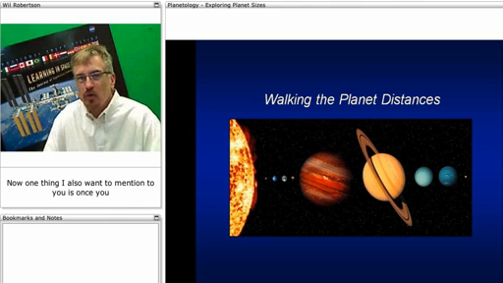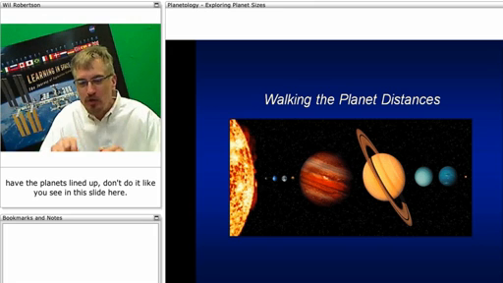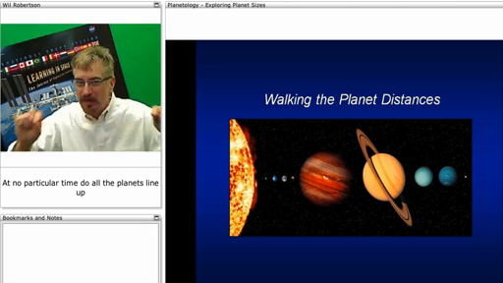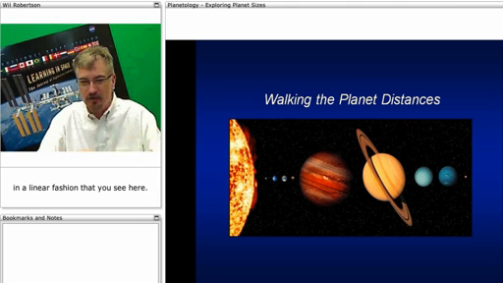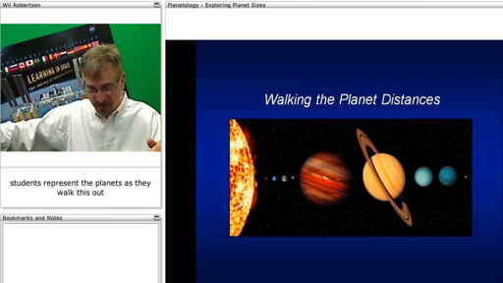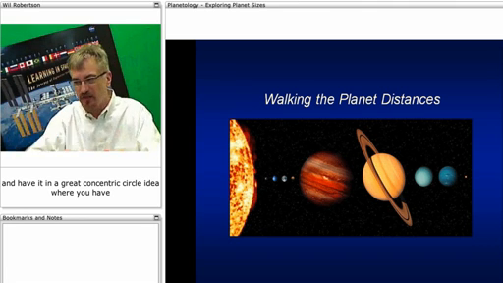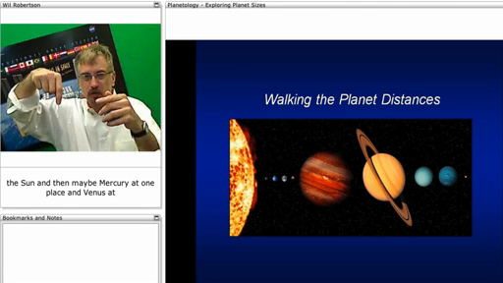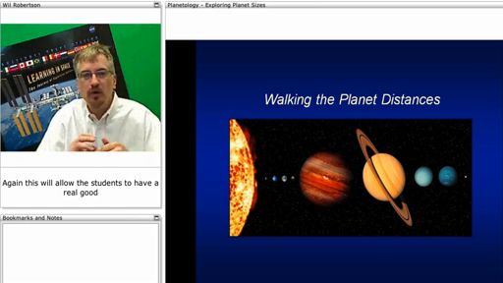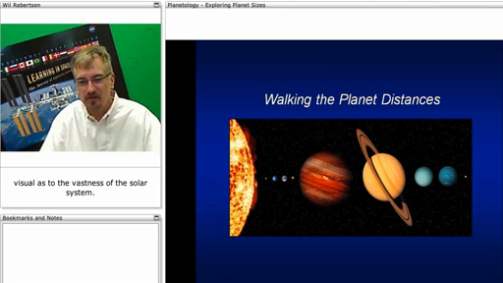Now, one thing I also want to mention to you is that once you have the planets lined up, don't do it like you see in this slide here. At no particular time do all the planets line up in a linear fashion like you see here. So once you map it out, have the students represent the planets as they walk this out, and have it in a great concentric circle idea where you have the Sun and then maybe Mercury at one place and Venus at another place, and Earth and Mars. Again, this will allow the students to have a real good visual of the vastness of the solar system.